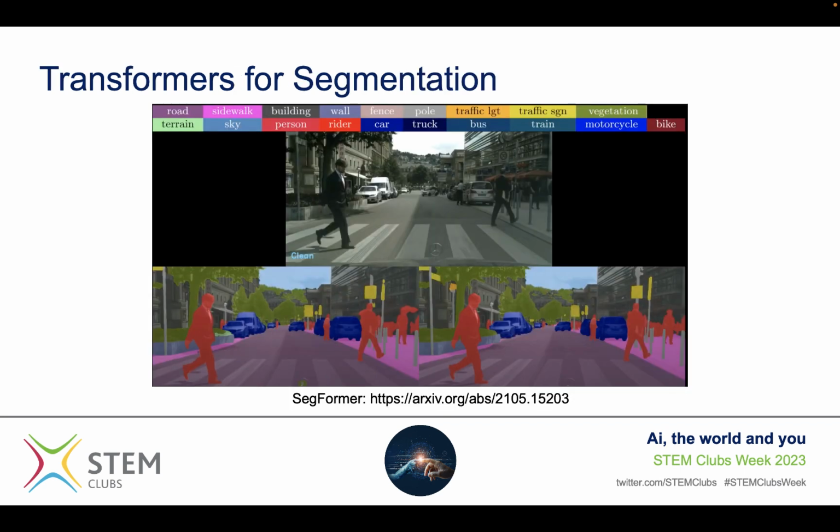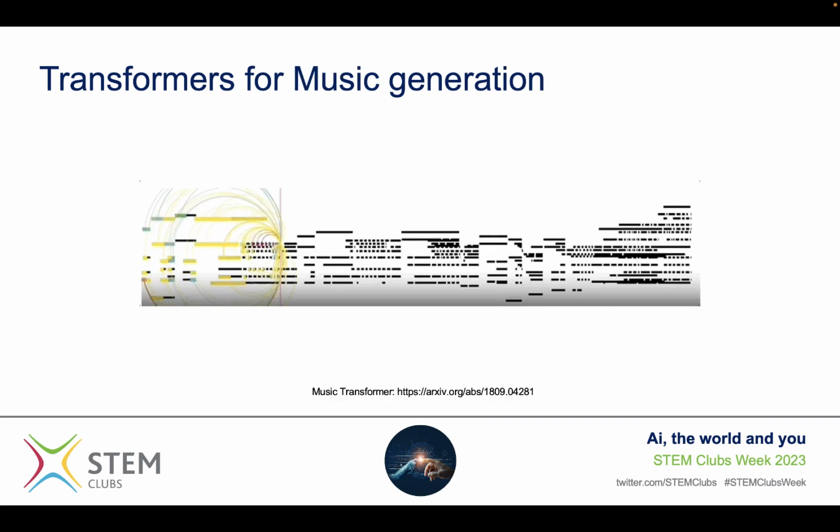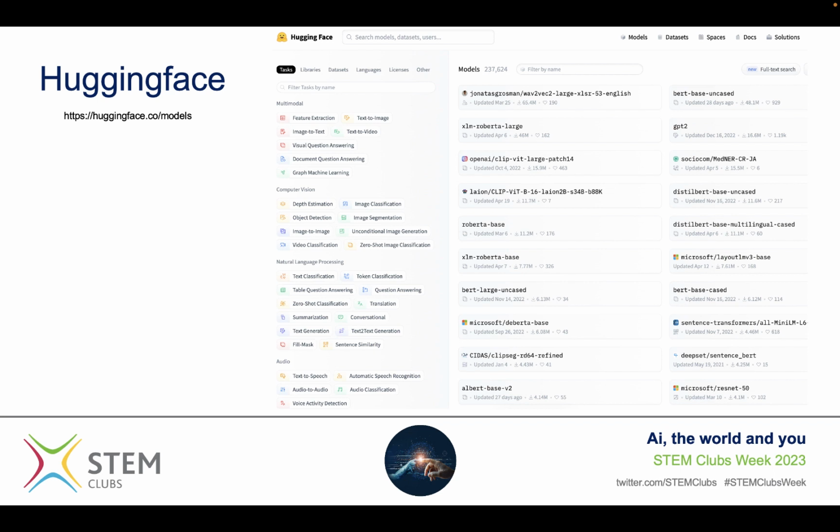Okay, then there are also transformers for segmentation tasks, for example. So here you can see a SegFormer. This is a recent model that's really focusing on finding different items in videos or images, like here is an example from a self-driving car. There's also transformers for music generation. So here you can see a graphical representation of the relationships between the tones of the music transformer playing piano. And there are many more transformers out there, hundreds, if not thousands.